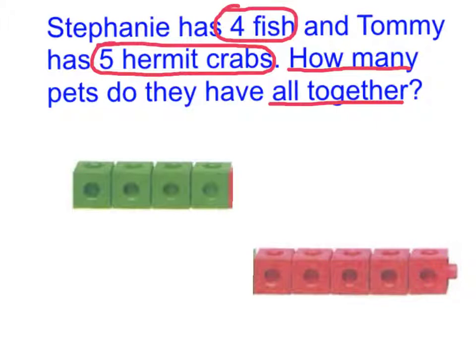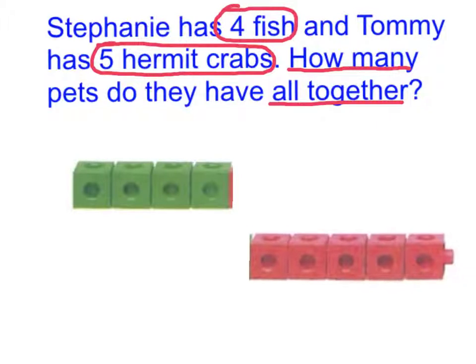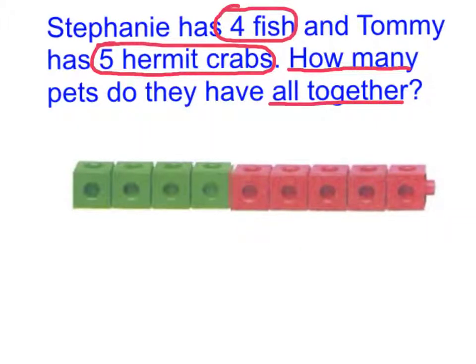The fourth step in the Scooby Doo problem-solving method is to find a solution. If we combine the 2 bars to make one longer bar, that is the same as adding 4 and 5 together. We can physically count that there are 9 snap cubes. These 9 snap cubes represent the total number of pets that Tommy and Stephanie have altogether.